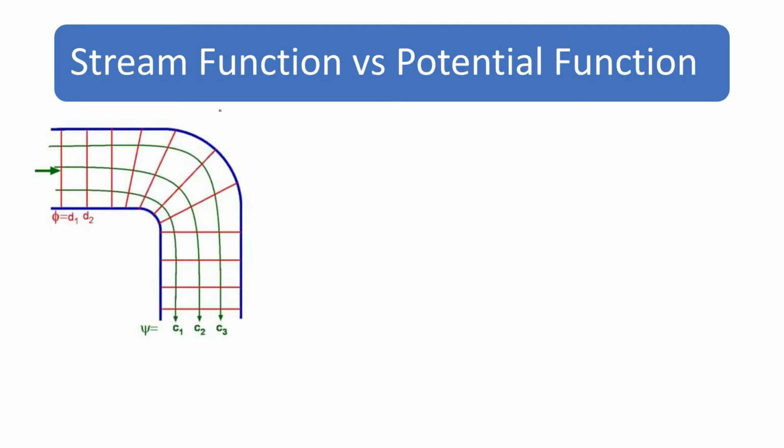Now let us see the stream function, the potential function and also the flow net. You can see a pipe flow here, and you can see several lines for psi equal to C1, C2 and C3. These are streamlines. You can also see the potential lines. These are perpendicular to the streamlines. This is phi equal to d1, d2 and so on. These are potential lines, for phi equal to d1, phi equal to d2, phi equal to d3, and it goes on like this. You can see that the streamlines and potential lines intersect each other at 90 degrees.